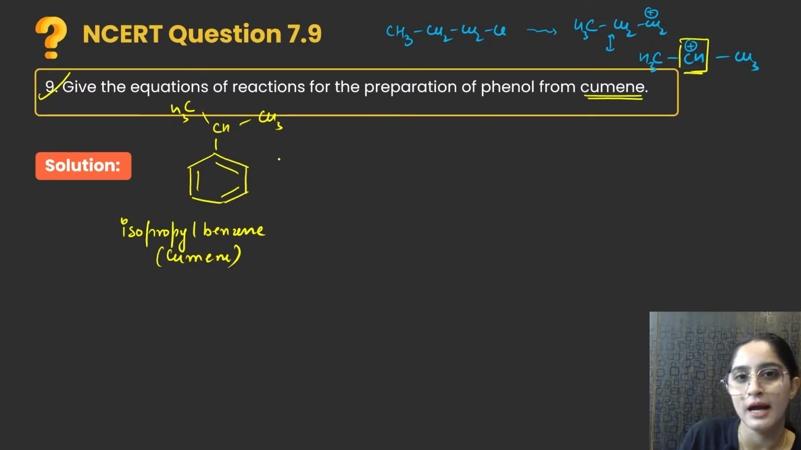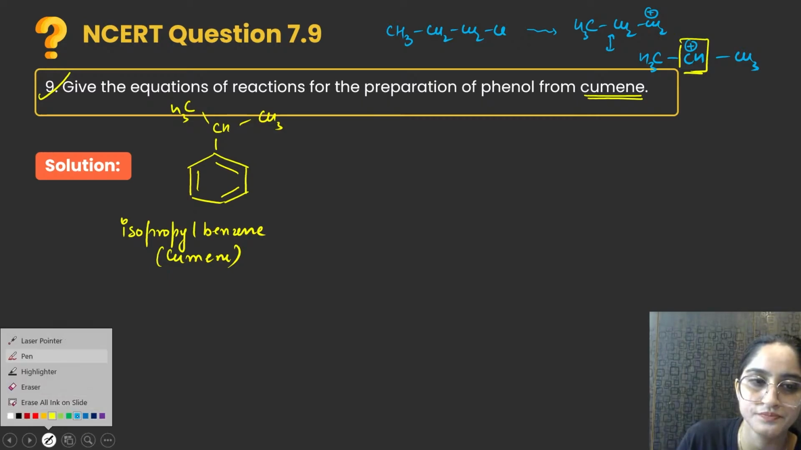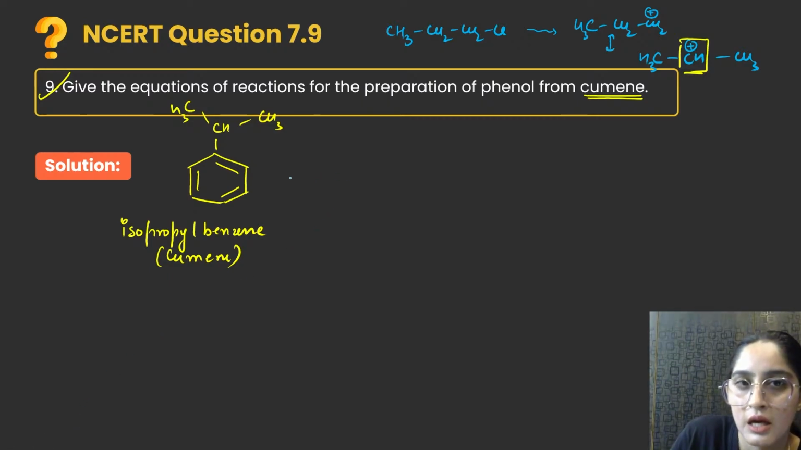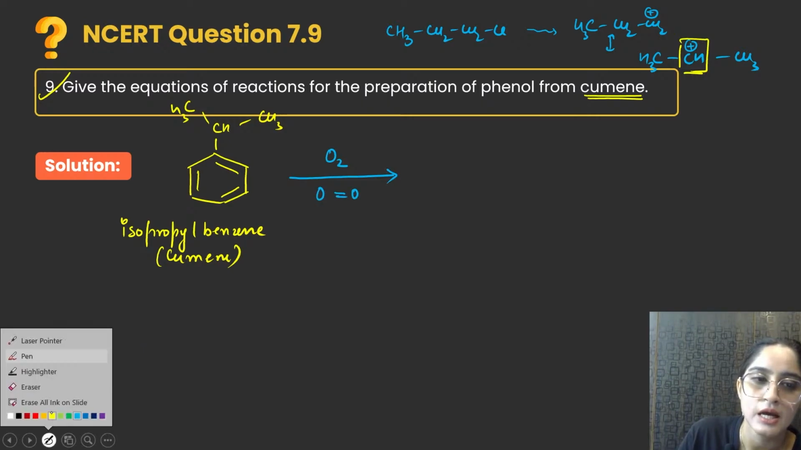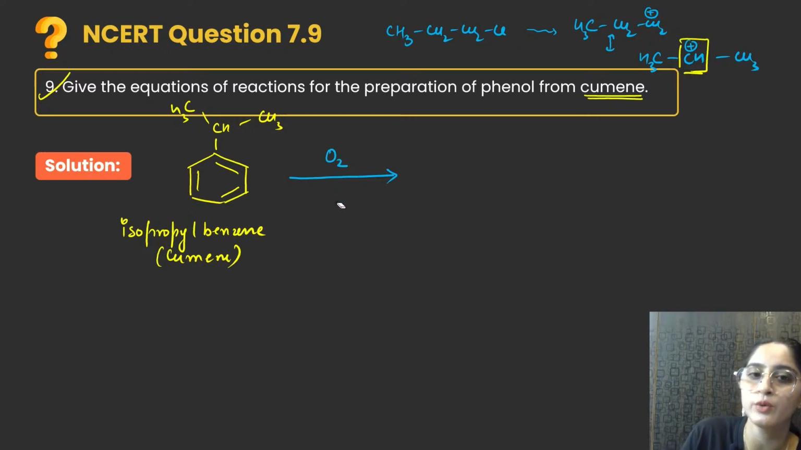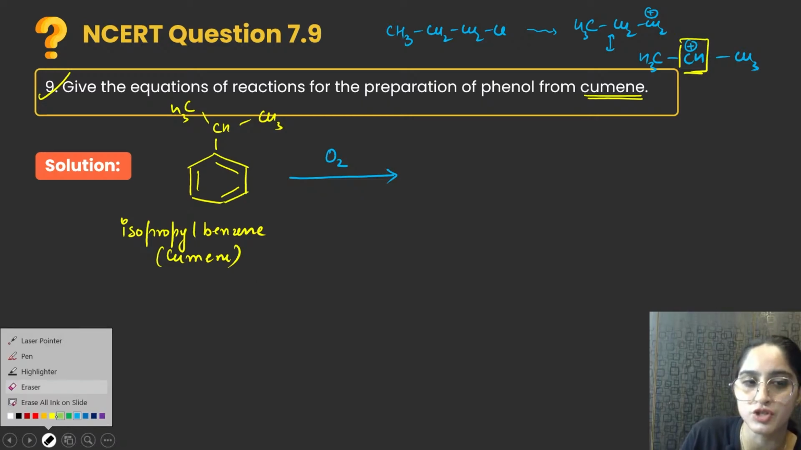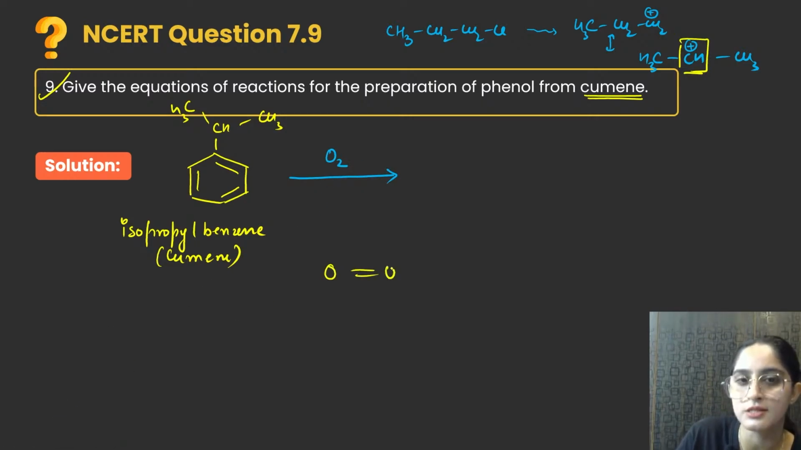Now they are saying that you have to do the preparation of phenol from cumene. Beta, see, the first step is you will add O2. So O2 is basically like this. It's paramagnetic in nature. In paramagnetism, there will be homolytic cleavage of this. Homolytic cleavage, that means this thing will be there.